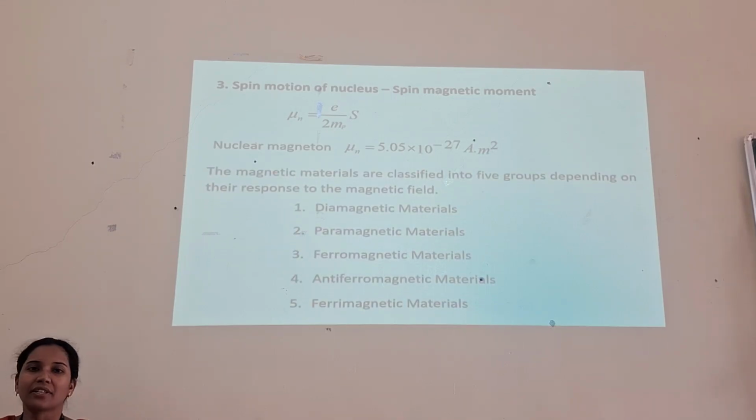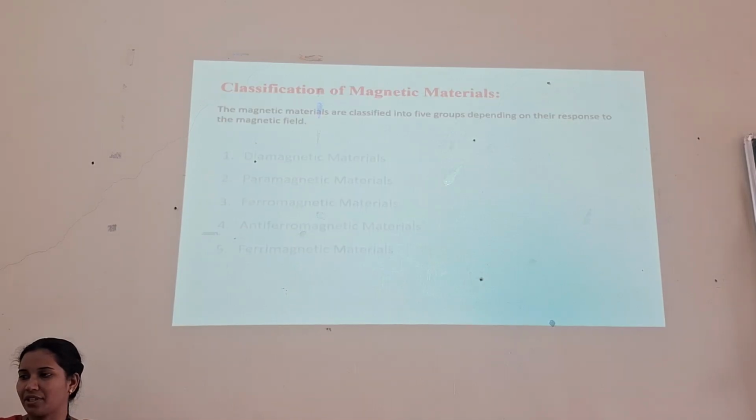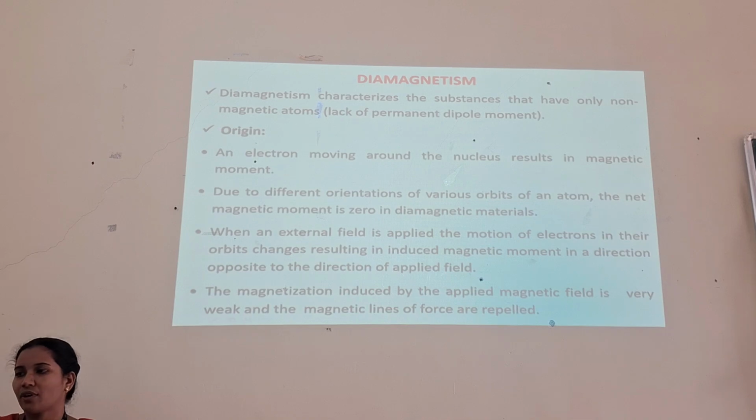Now the magnetic materials are classified into 5 groups. Depending on the alignment of dipole moment, the magnetic materials are divided into 5 types. They are dia, para, ferro, antiferro and ferrimagnetic materials. So first of all, we will study about diamagnetism.